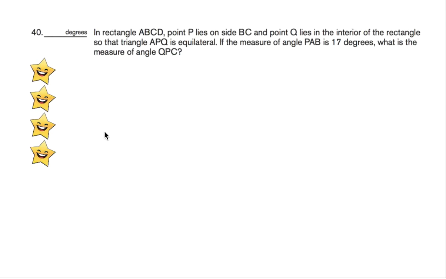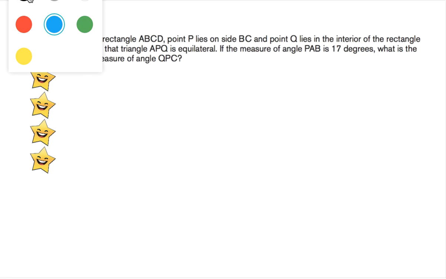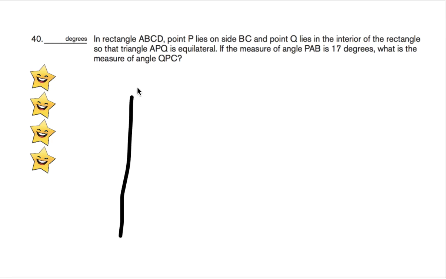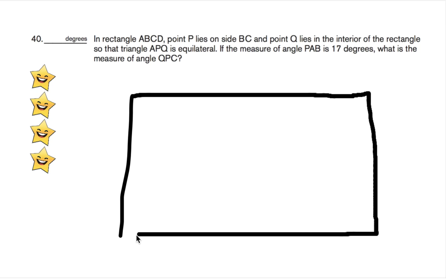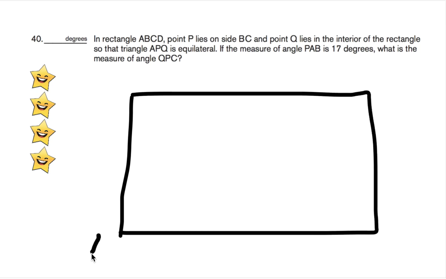Finally, number 40. This is my favorite one. In rectangle ABCD, point P lies on side BC. So let's pause there. What you always want to do in these geometry questions is make a good diagram. That's going to be half the battle. So let me try to draw a big, already off to an inauspicious start with that first crooked line, but that's okay. I'm going to draw a big rectangle ABCD.